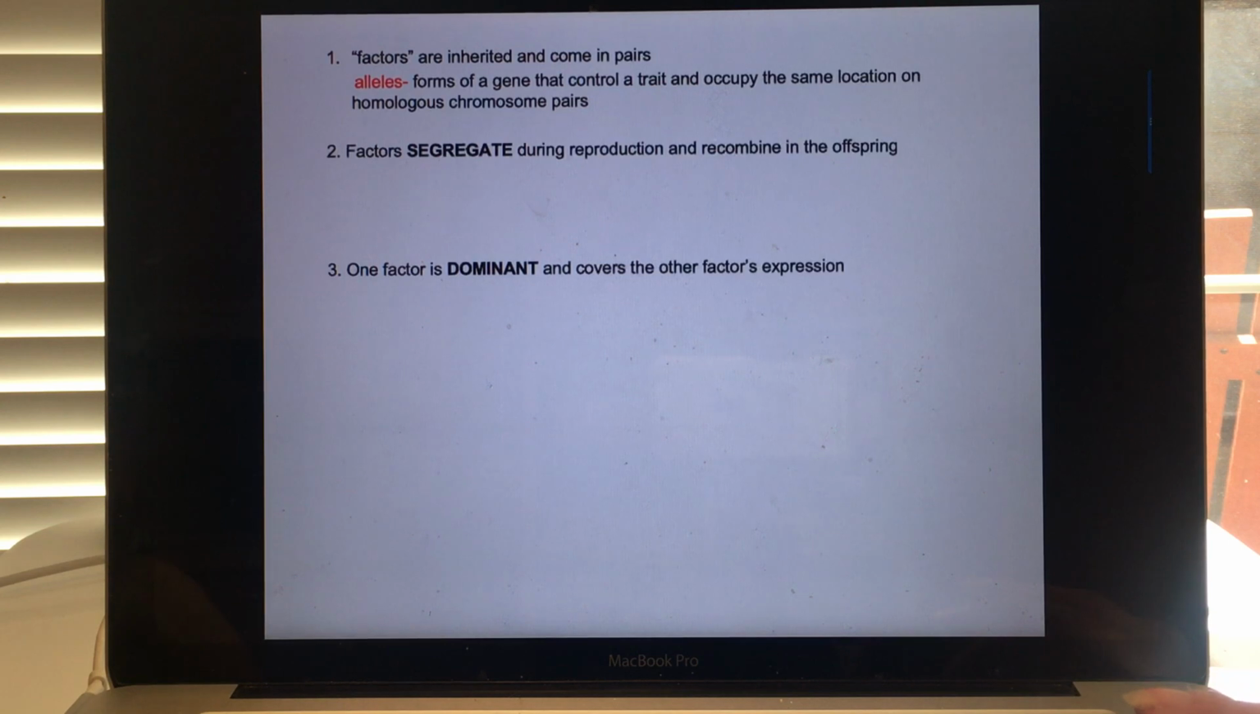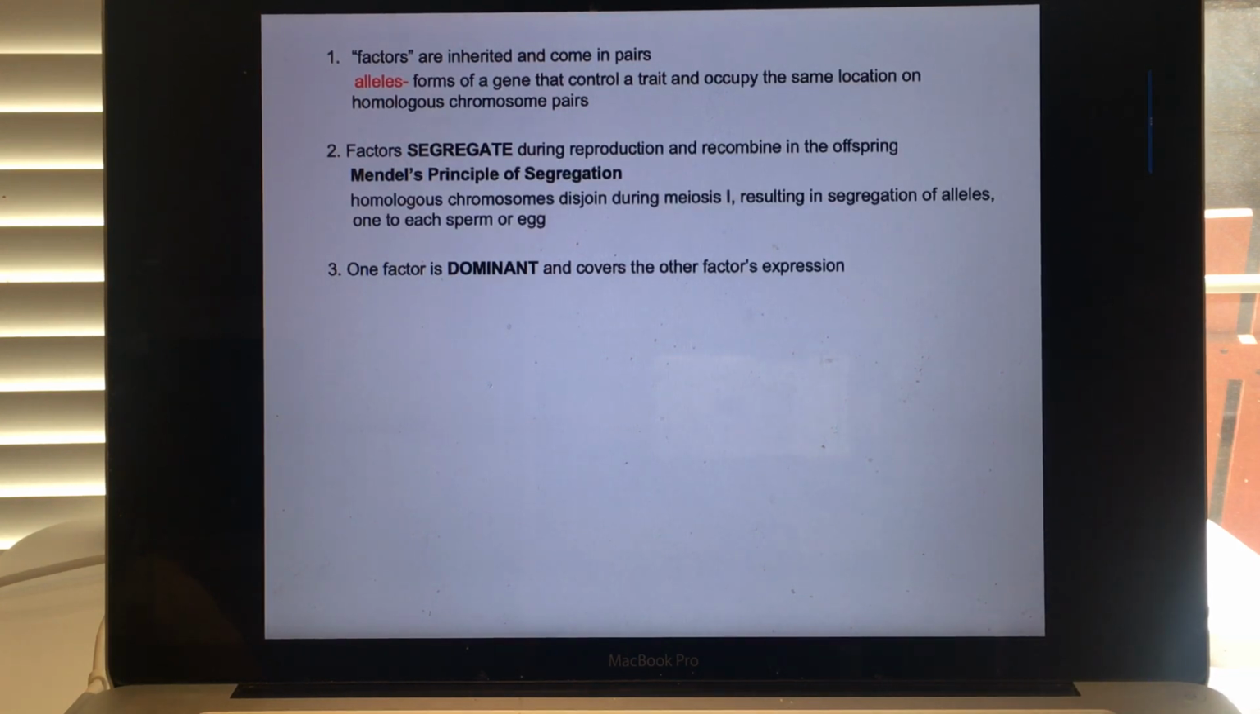But he decided on the biological mechanisms of factors. And he said factors segregate during reproduction and recombine in the offspring during fertilization. So we now know that homologous chromosomes disjoin during meiosis 1, resulting in the segregation of alleles. So this disjunction that we learned about in the previous unit during meiosis 1 specifically, is what Mendel is talking about here, but he didn't know that, of course. And that those alleles segregate one each to a sperm or an egg.